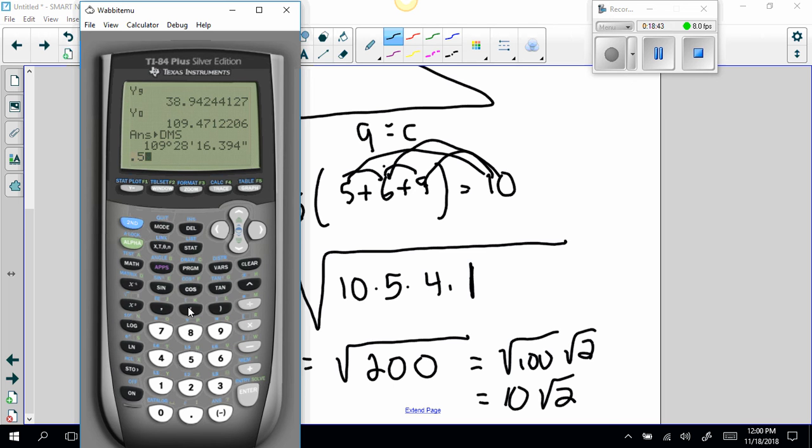So I can go 0.5 times alpha A plus alpha B plus alpha C, store to alpha S. Then I can do the square root of alpha S times, in parentheses, alpha S minus alpha A, alpha S minus alpha B, alpha S minus alpha C, scooch, enter, and get 14.12, which is 10 times radical 2.